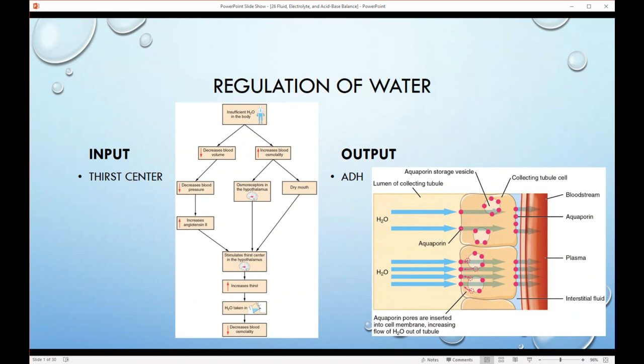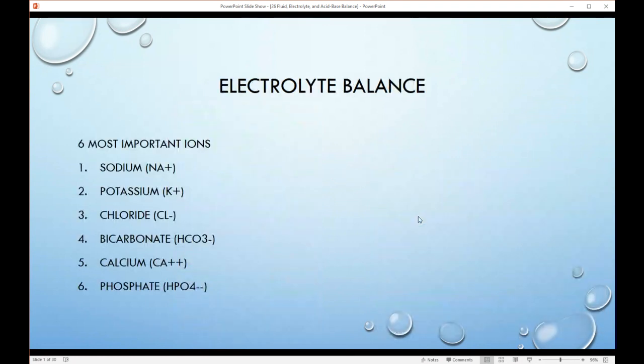So this is just sort of another way to show all of that, right? We can change our input and our output, right? And so when we change our input, we're working with the hypothalamus to stimulate the thirst center. When we increase our thirst, hopefully we also increase our fluid intake, okay? And then we can also change our output, and when we change our output, we're usually doing that with the insertion of the aquaporins through ADH.